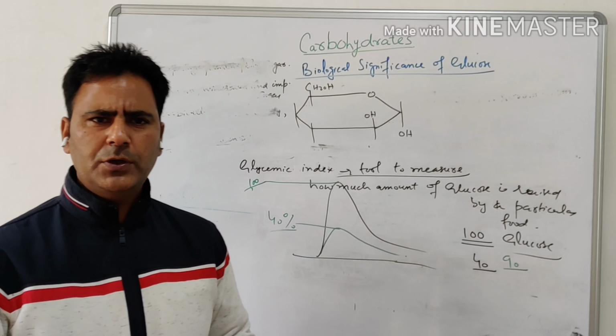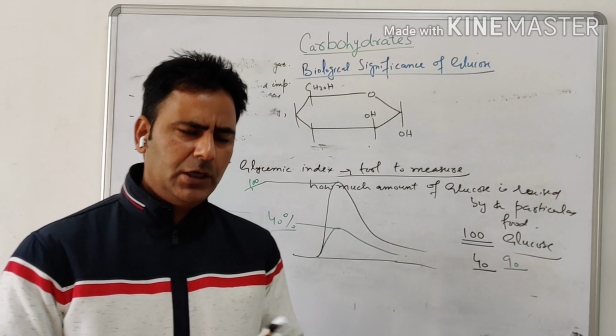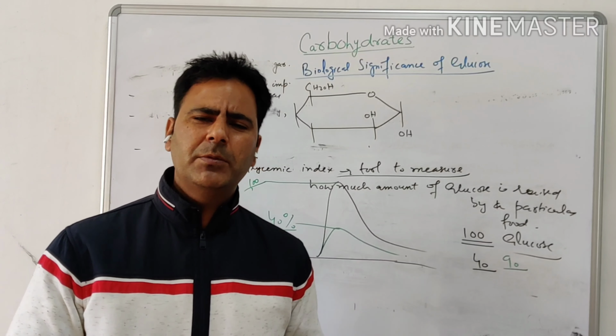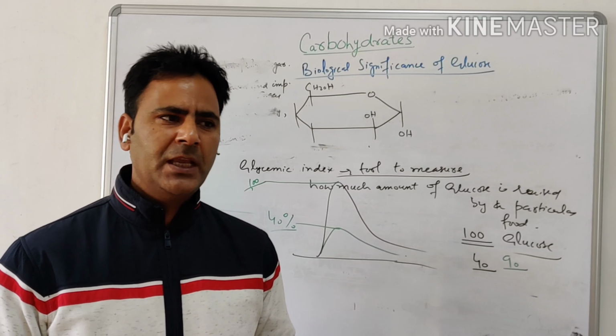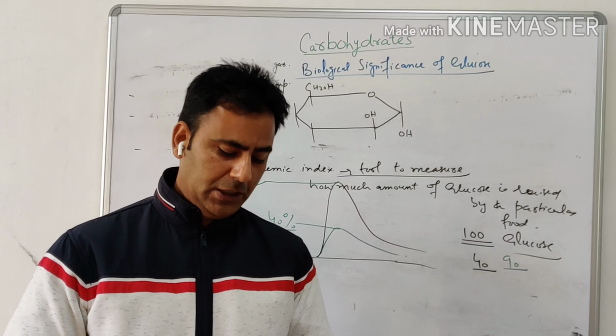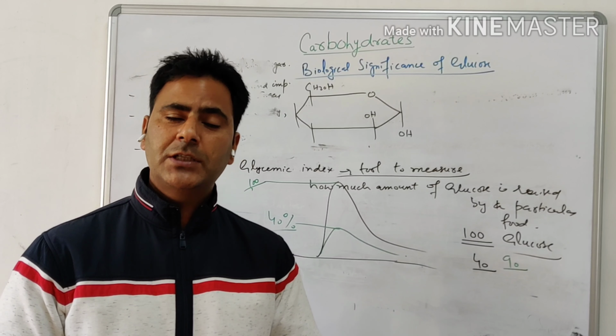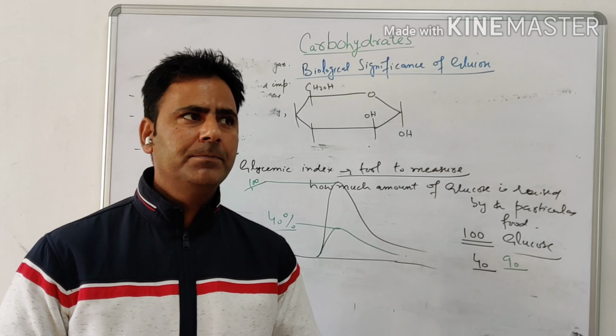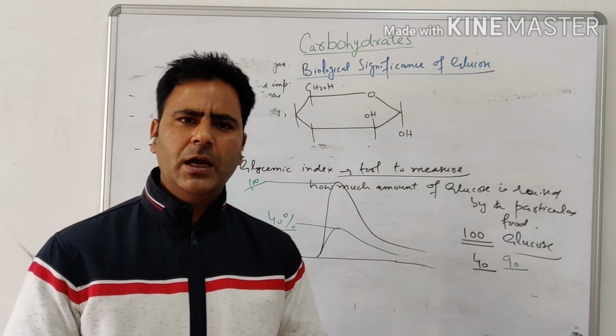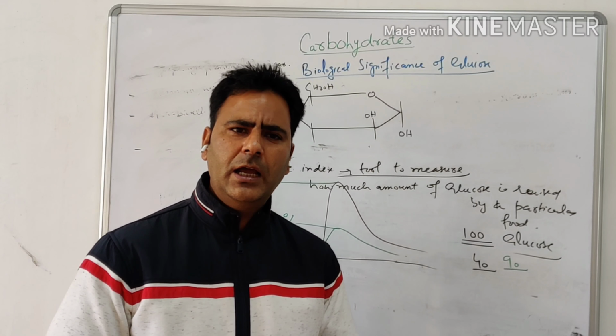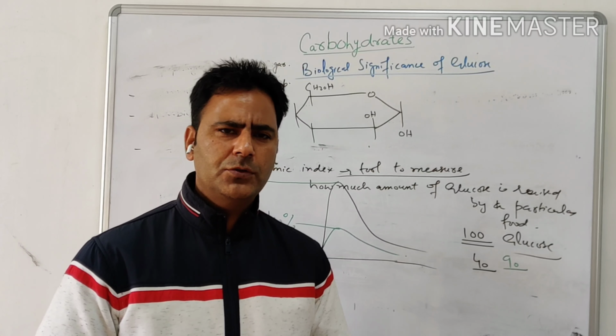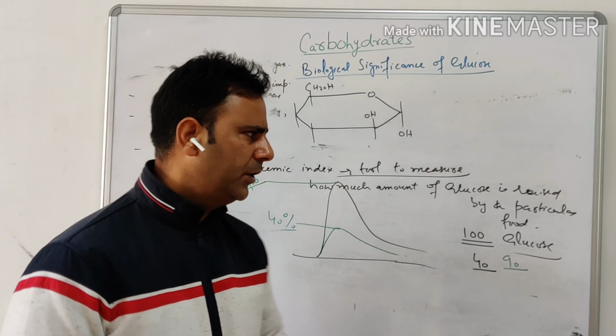So glucose is stored in our body, and glucose is the constituent of a large number of important polysaccharides. It is the constituent of starch, of cellulose, a structural polysaccharide, and of glycogen, and therefore glucose is going to be very, very important in our body.